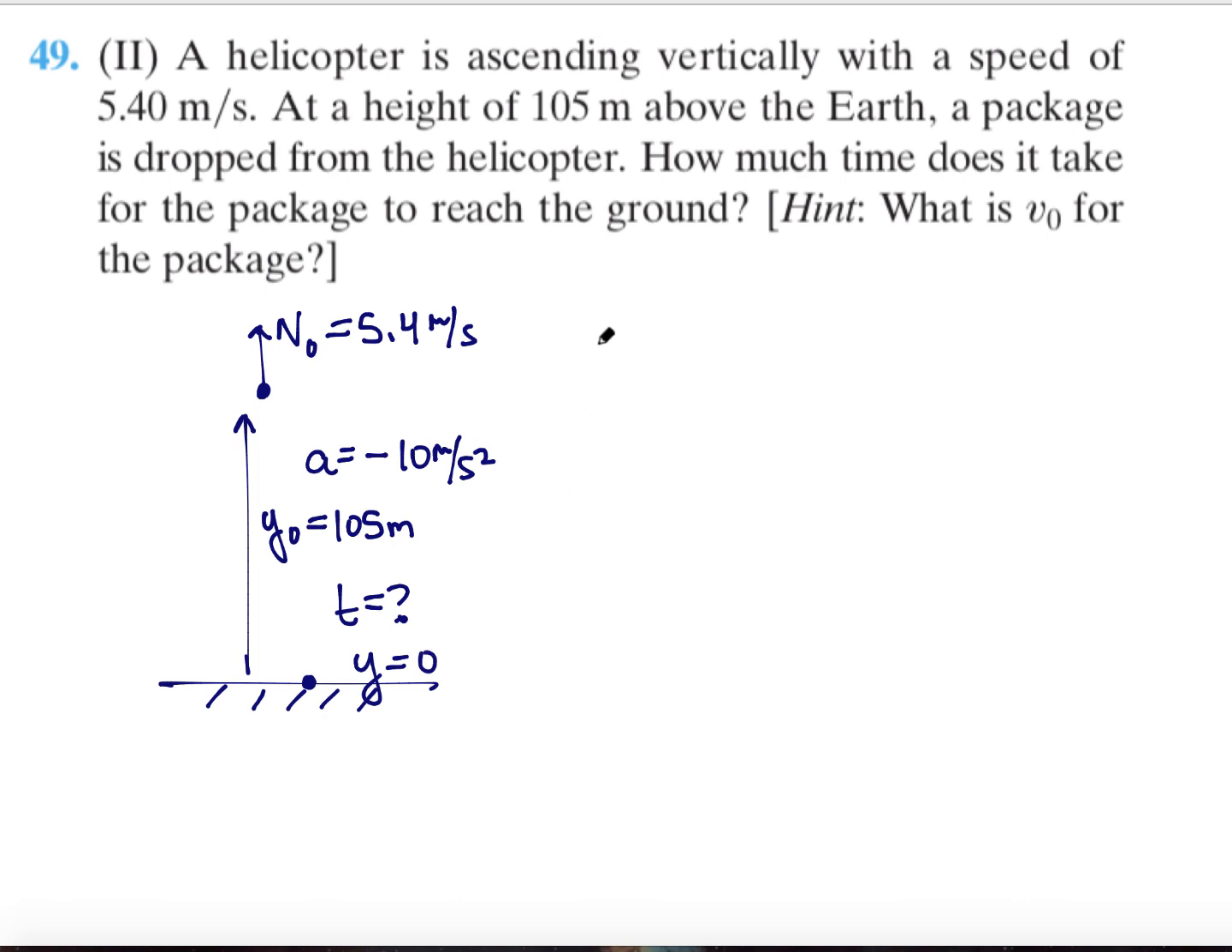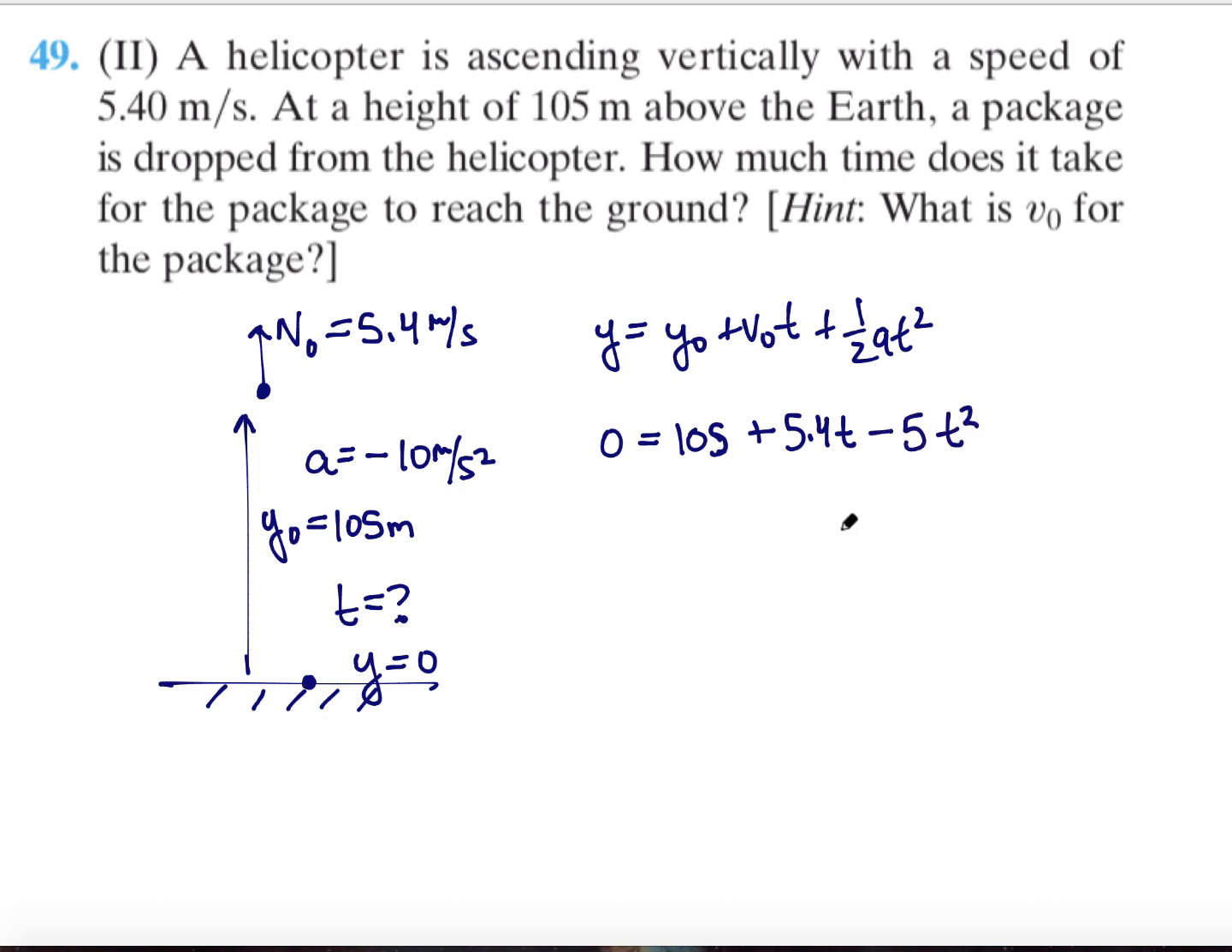So I have everything I need to use the second equation, which is y equals y naught plus v naught t plus 1/2 at squared. So let's plug in all of our numbers and see what we have. 0 equals 105 plus 5.4 t, and then I'm going to go ahead and say 1/2 times negative 10. So I have negative 5 t squared. So again, I have a quadratic equation. So I have 2 ways to do it. I'm going to solve essentially using my calculator.